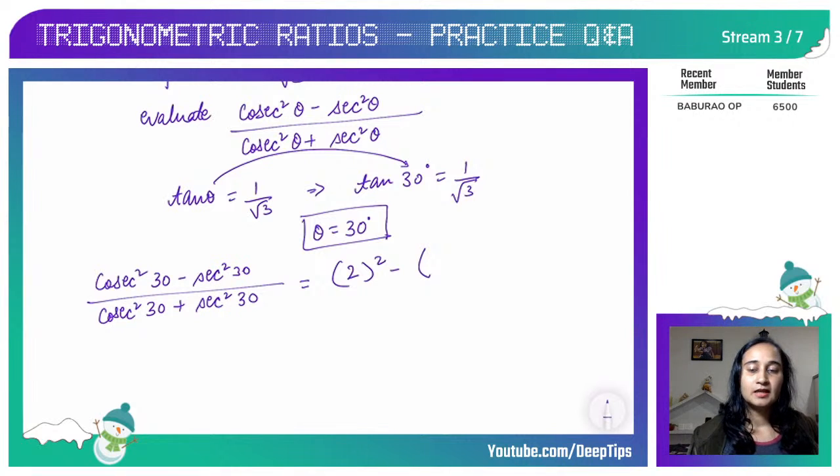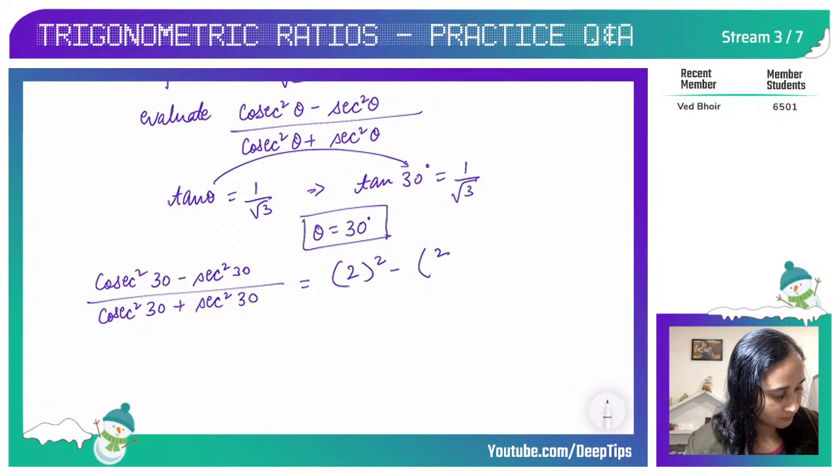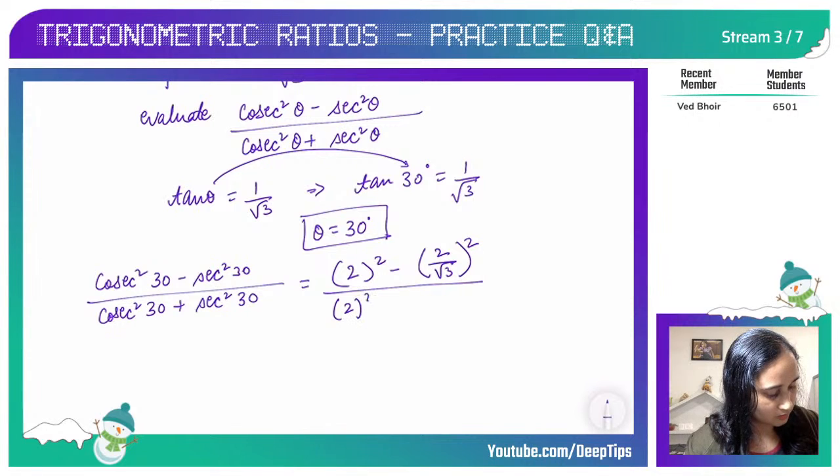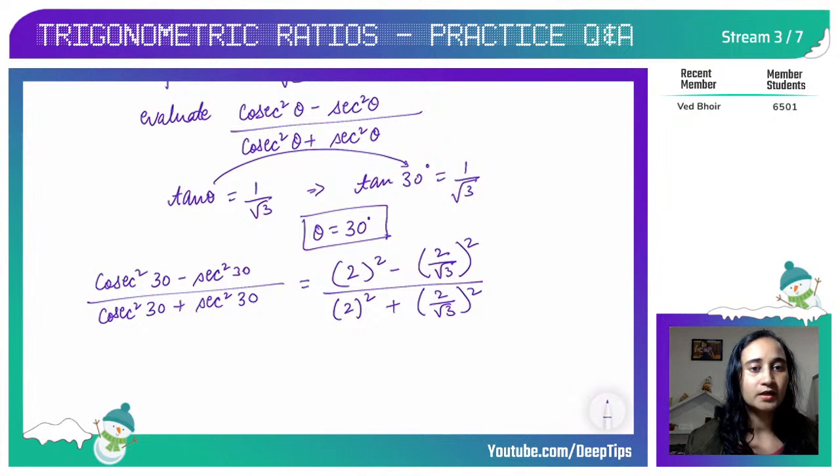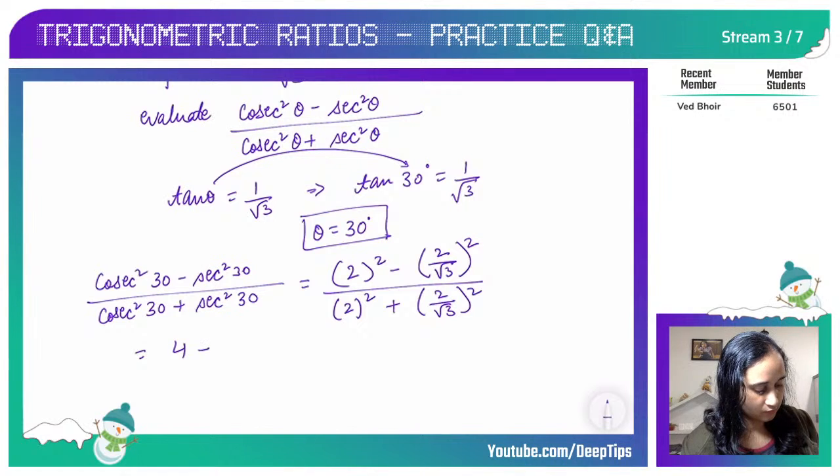Then secant 30 is the reciprocal of cosine 30. So cos 30 is root 3 by 2, and secant 30 will be 2 by root 3 whole square. Similarly, we are going to substitute it here, just with a different sign in the denominator. Now it's very easy to calculate because it's a simple calculation of solving the fractions. So 2 square is 4, so 4 minus 4 by 3 upon 4 plus 4 by 3.